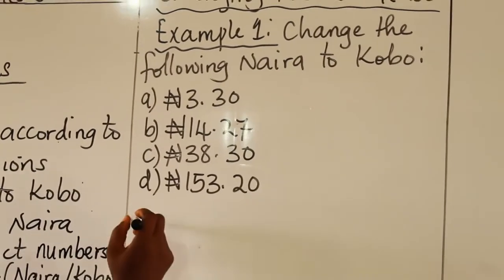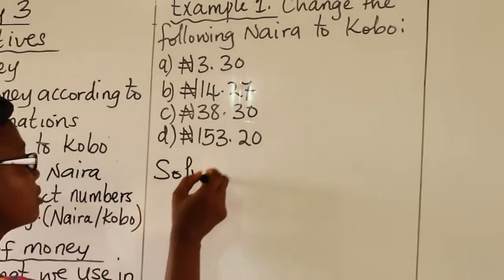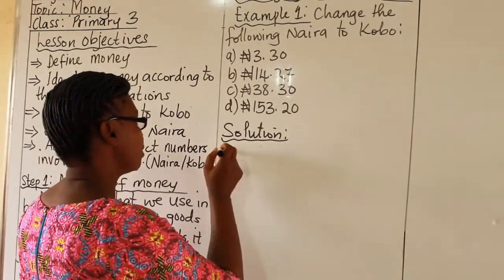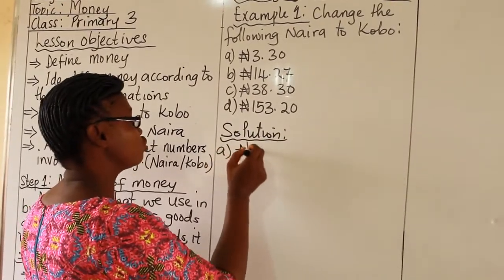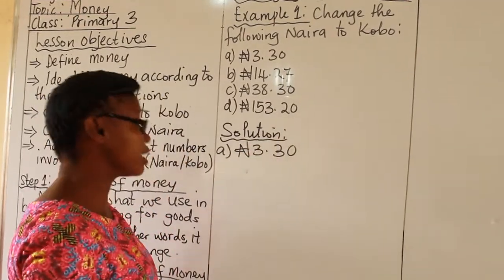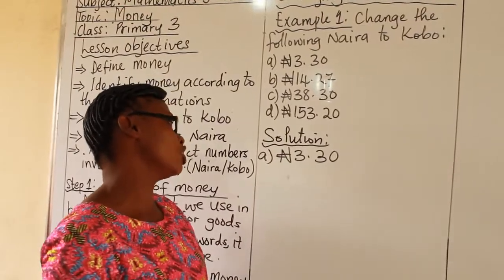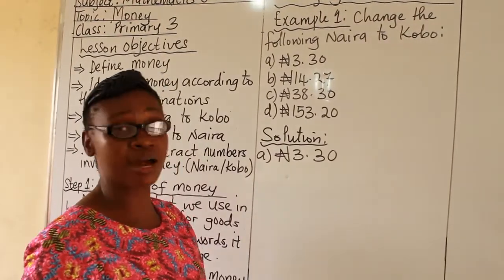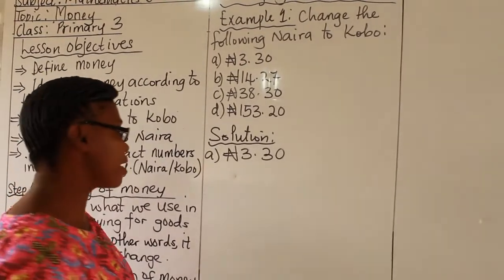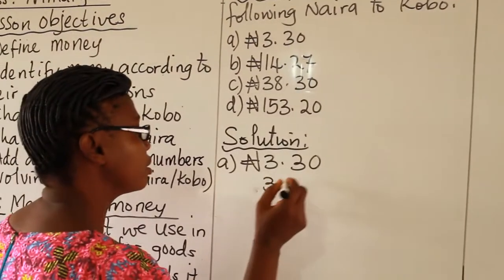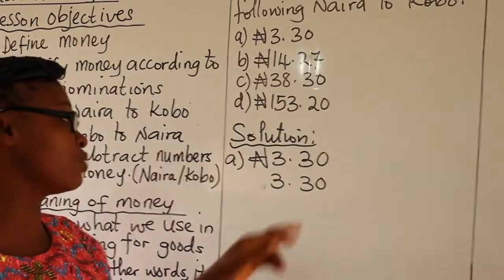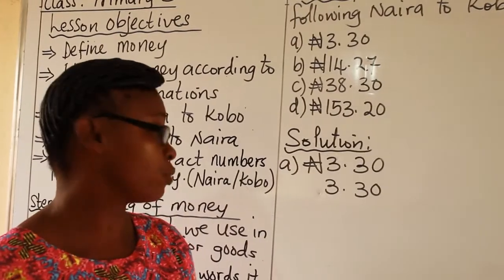Okay, we take the first one and I put down my solution. A, we are asked to change 3 naira 30 kobo. Children, I want to tell us the simplest way to change your naira to kobo. You look at it. Now, what is the number there? We have 3.30. I don't want to put the naira sign here again because we want to be dealing with this to change it to kobo.